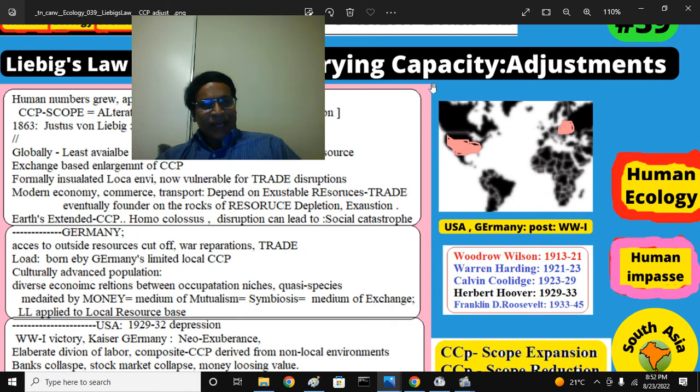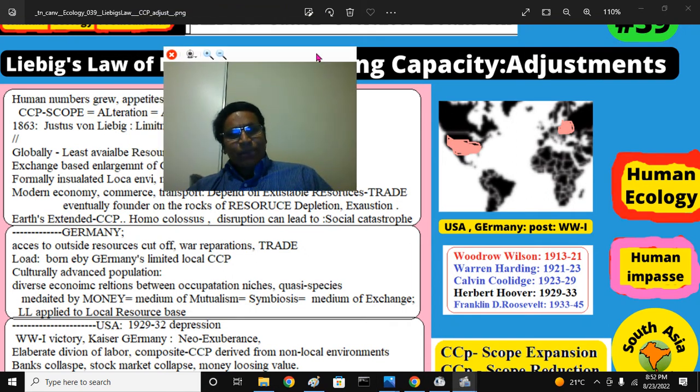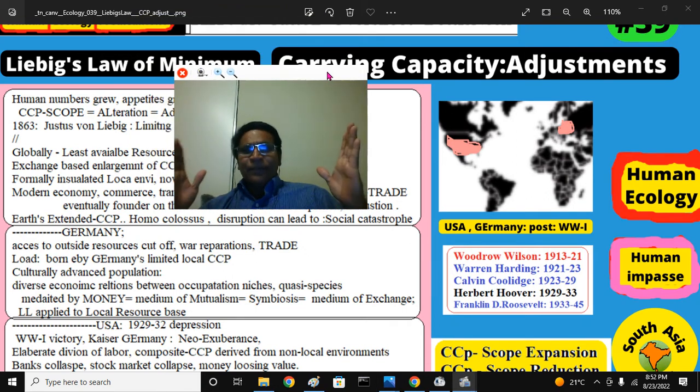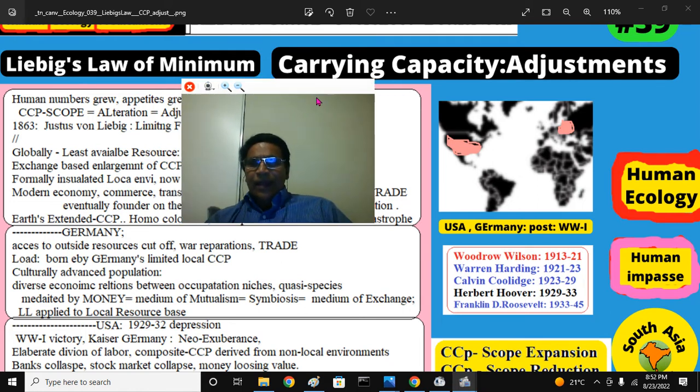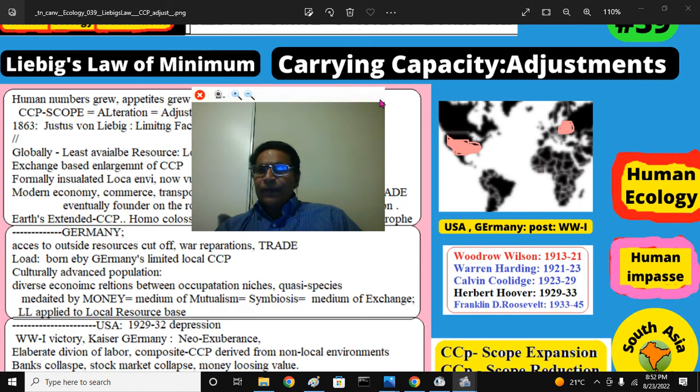There are certain other reasons, but looking at it ecologically, this economic recession is the collapse of mutualism mediated by money. That money got less and less value due to inflation, barrels of currency, so the economy collapsed. That is Liebig's law of the minimum applied to carrying capacity adjustment. That is the scope contraction.